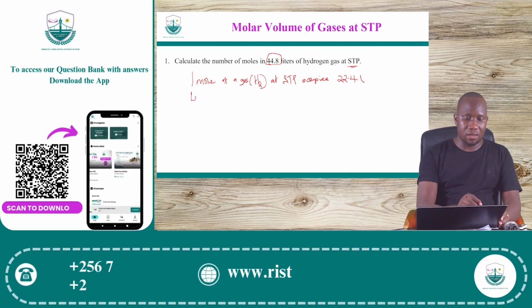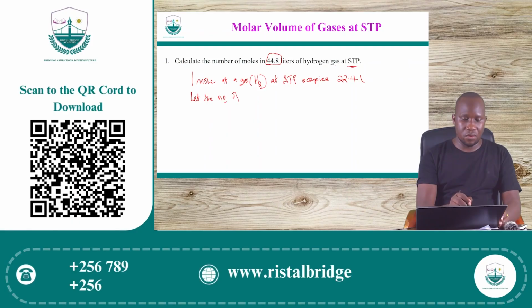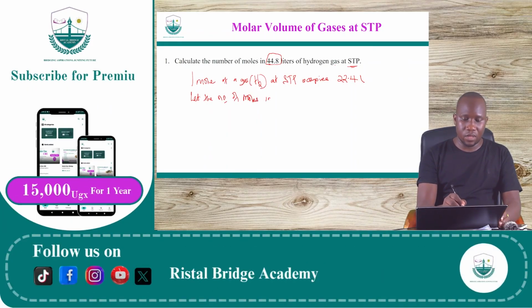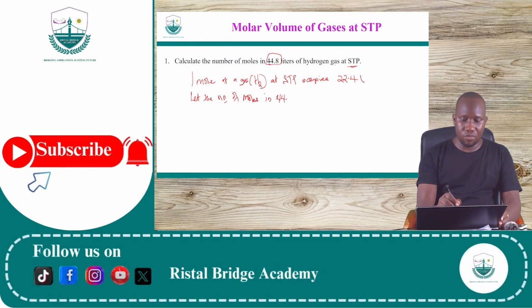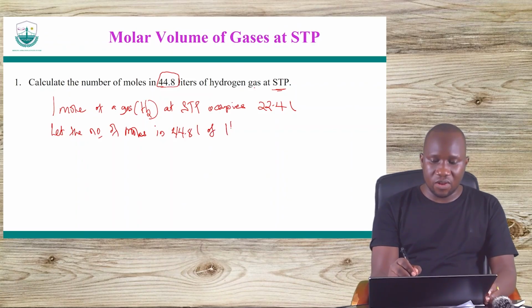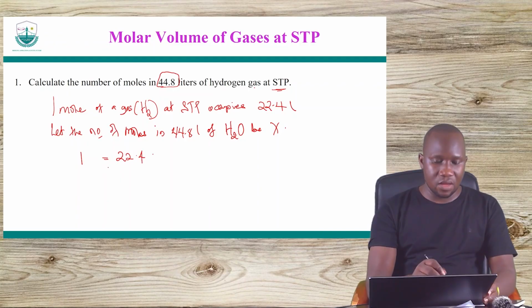We can say let the number of moles in 44.8 liters of hydrogen be X. So saying that 1 mole is basically contained in 22.4 liters, what about the X moles that we don't know in this volume, that is 44.8?